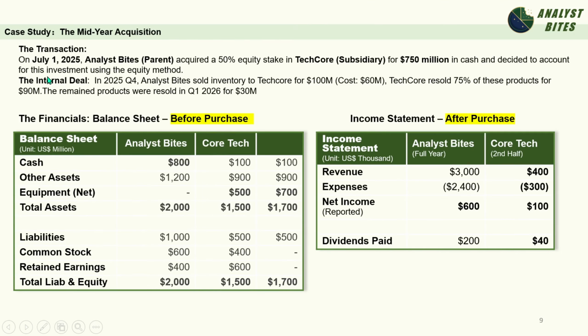Now let's look at our next case. The background is similar, but with one crucial change. The parent company is using the equity method. Why?